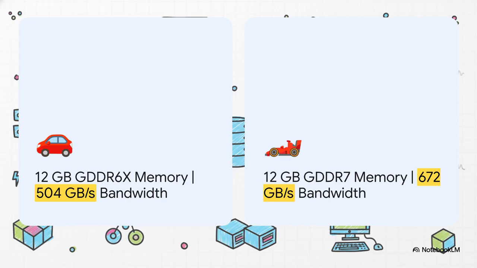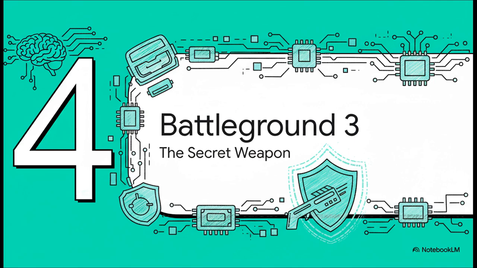For AI models that are constantly shuffling huge datasets around, that wider highway means fewer traffic jams and much, much faster results. All right, so we've talked about the brain and the data highway, but the Blackwell architecture has one more trick up its sleeve. It's a completely new piece of hardware that the 4070 Ti just doesn't have. This is its secret weapon.